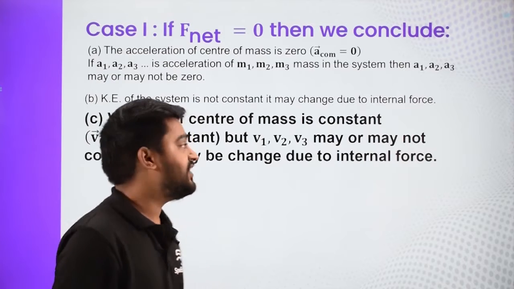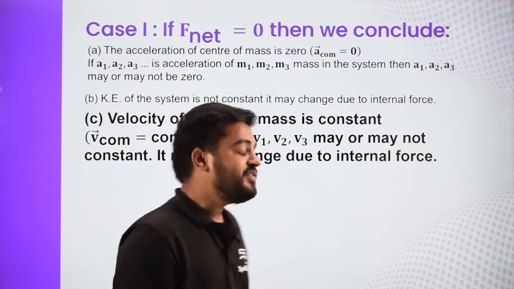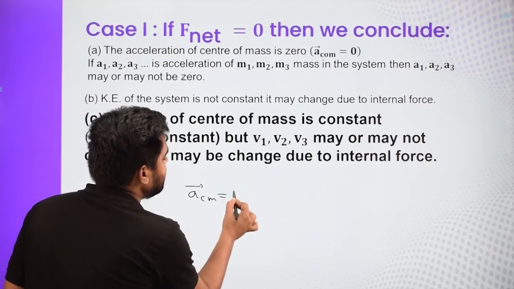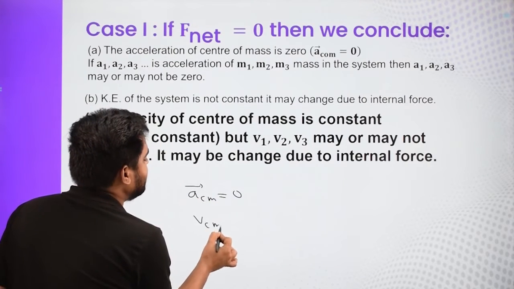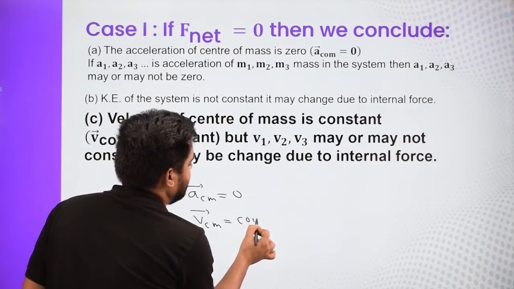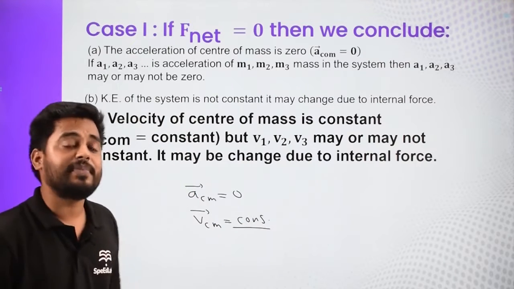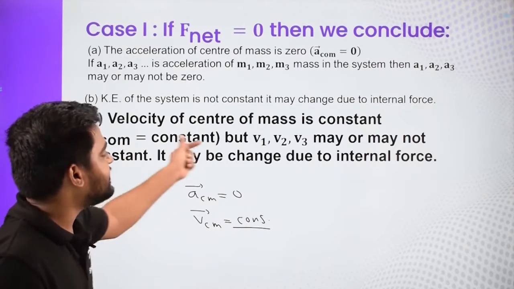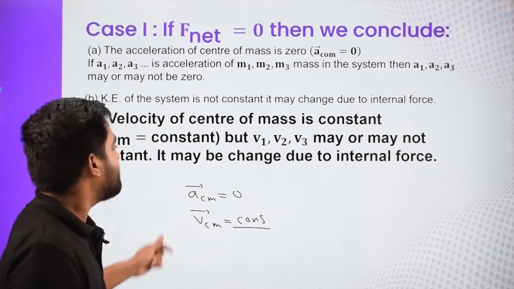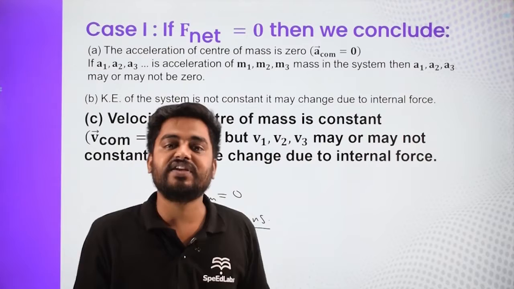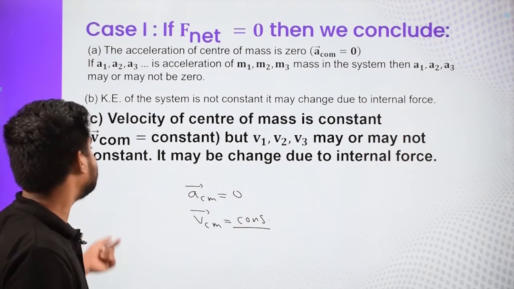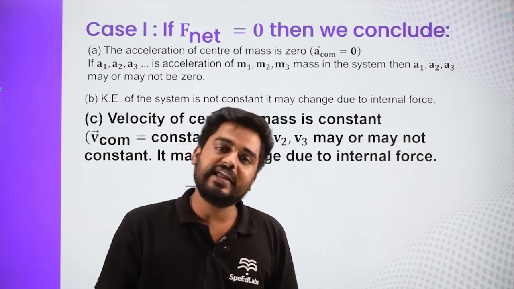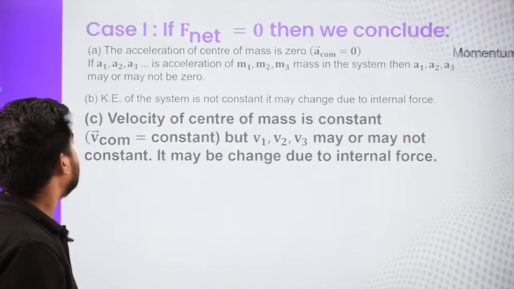Now next is velocity. What about velocity of center of mass? When we are saying that acceleration of center of mass is 0, then we say velocity of center of mass is going to be constant. But that does not imply that individual velocities are constant. So here the velocity of center of mass is constant, but individual velocities V1, V2, of the particles might or might not be constant. It may change due to internal forces again, same reason as kinetic energy.